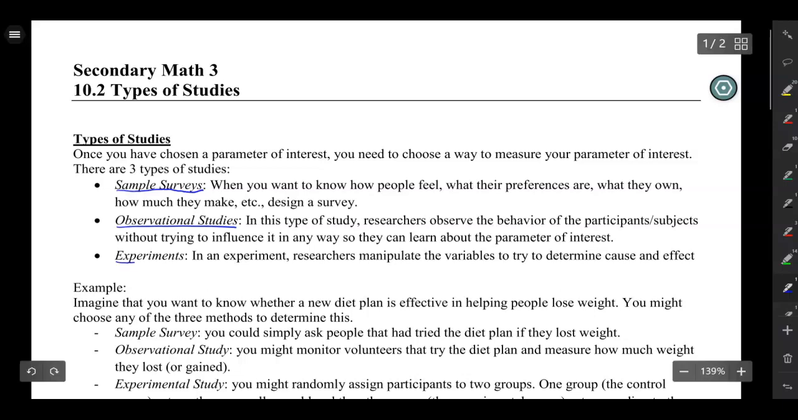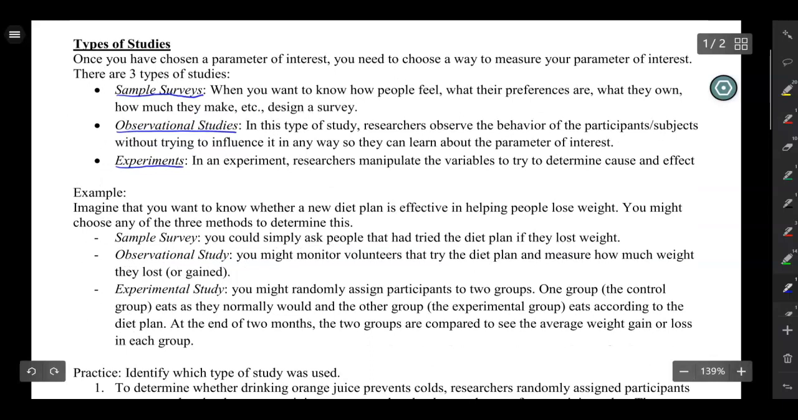The third type of study is an experiment. So in an experiment, you as the researcher are manipulating variables to figure out if there's a cause and effect situation going on. Usually with an experiment, you have what's called a control group, and then an experiment group. The control group basically experiences no changes to their regular lives. And in the experiment group, there's some change or some activity that they're doing differently than what they were before.